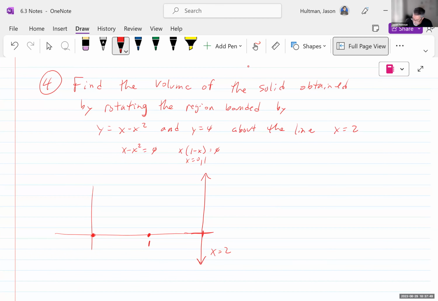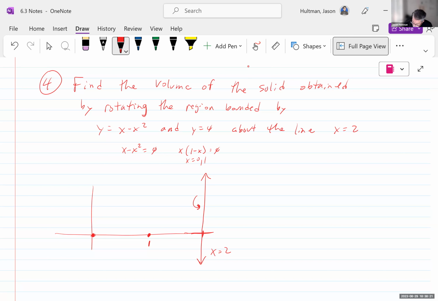Okay, that's the auxiliary line, so we want to rotate around that. It is parallel to the y-axis. So we are rotating about a y-axis, but it's just moved over 2 units. We don't have to solve for y in this case because we're rotating about a vertical axis, so we are going to use cylindrical shells.